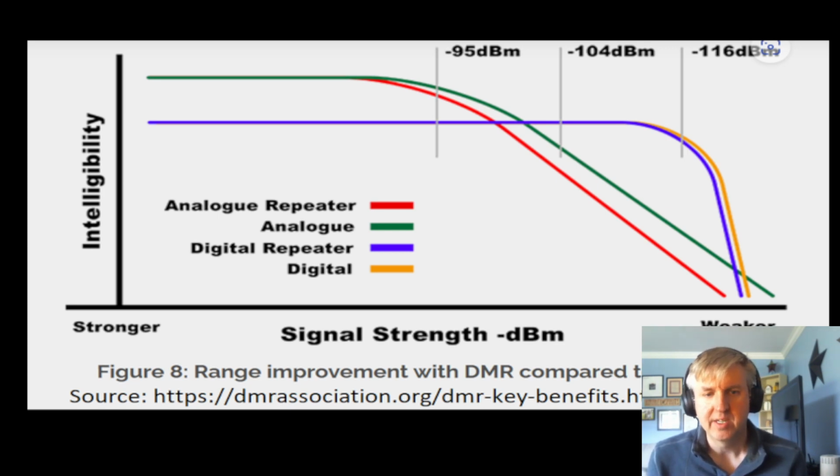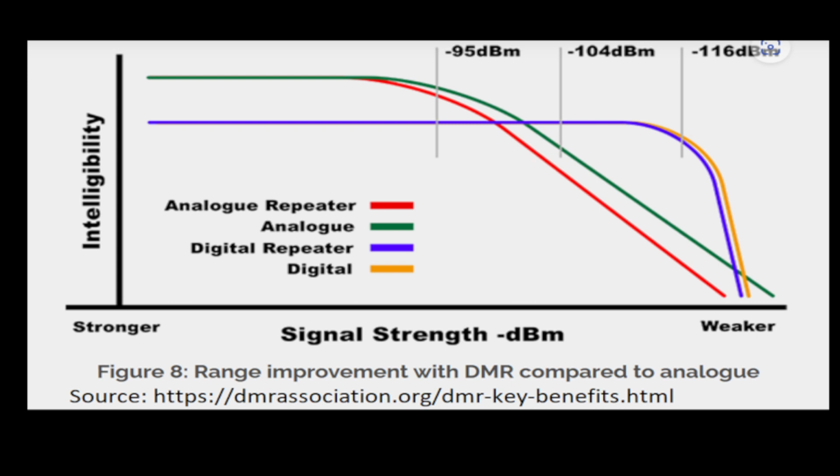In terms of coverage, this diagram shows a graph that compares the intelligibility of the conversation to the signal strength of what is received, say at a repeater location. The top curve in green and red would be traditional 2 meter or 70 centimeter analog FM transmission. As you'll notice, the stronger signals are on the left-hand side of this graph, and as the signal gets weaker, it goes to the right. At a certain point, say at negative 95 dBm, the FM audio starts to degrade. The degradation is a slow roll-off. It will start degrading slowly until a point where you will not be able to hear it again.